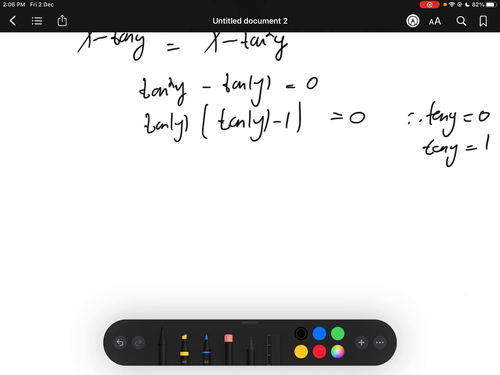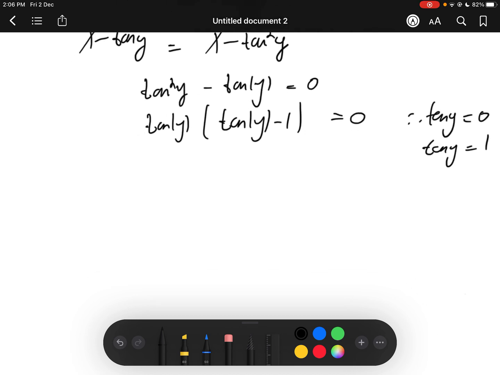So in this case, we're going to be using the general solutions formula in terms of the tan. So we have tan y equals tan alpha. Then therefore, we know that y equals n pi plus alpha.